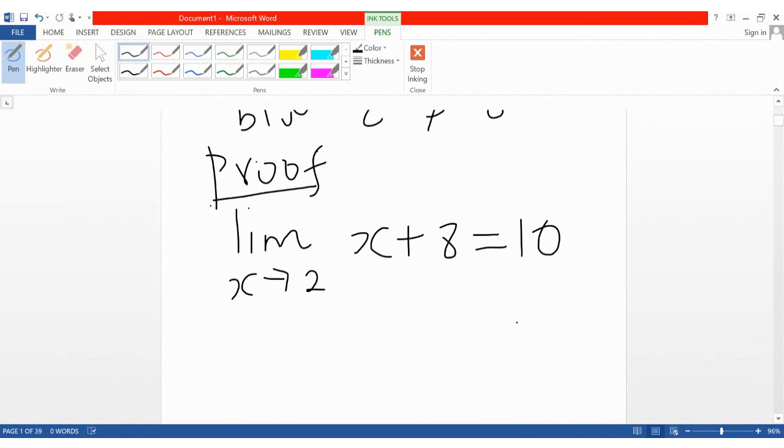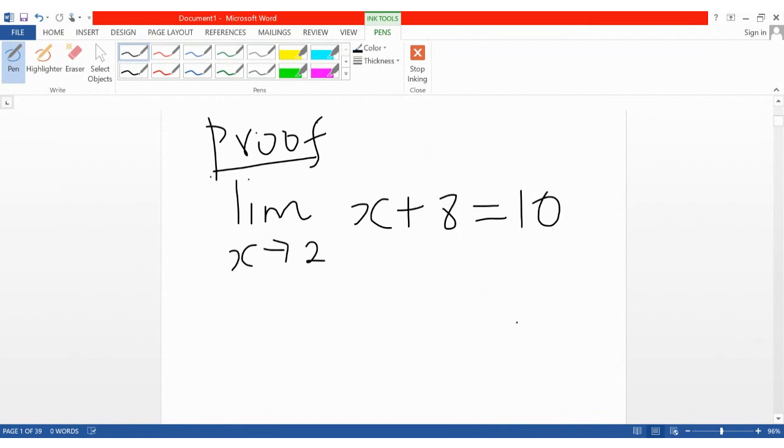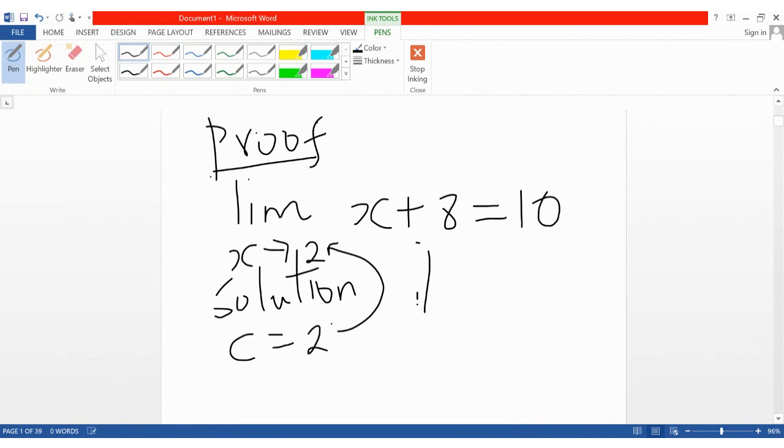First of all, we shall identify everything. Our c is what? Our c is 2. Basically, as we approach this one here, then the whole of this one will be our f of x, and then the whole of this one will be our L from the definition. Our c is equal to 2, our f of x is x plus 8, and our L is equal to 10.